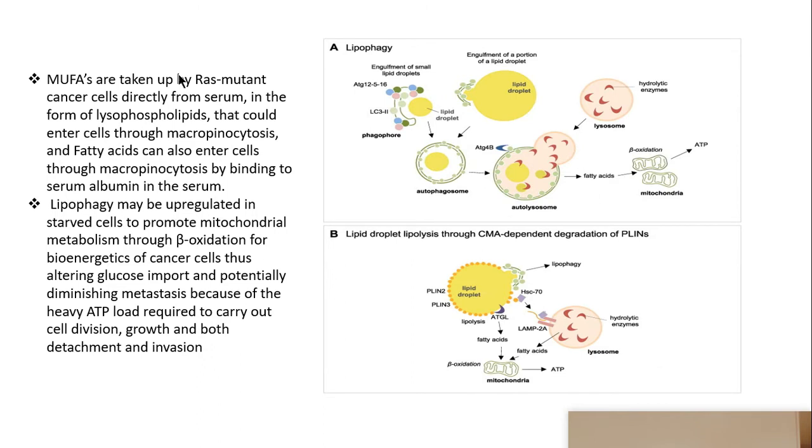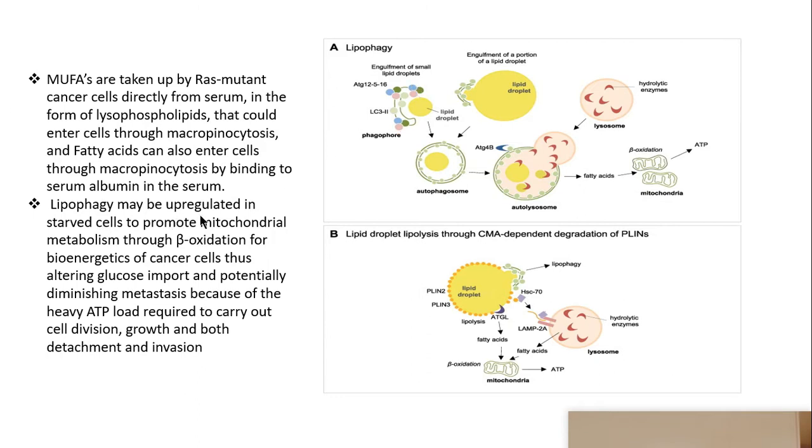Now, monounsaturated fatty acids are taken up by a RAS mutant cancer cell line directly from the serum. Okay? And this is a process we can call lipophagy, which I'll get into in a moment here. It could enter cells through macropinocytosis. Fatty acids can also enter cells through macropinocytosis by binding to serum albumin. I told you that a couple of slides ago already in the serum. So you get amino acids from the protein, you get fatty acids bound to it.